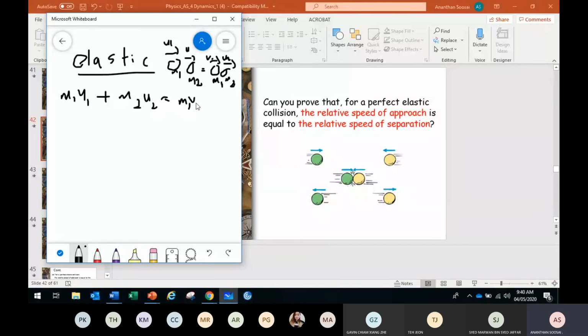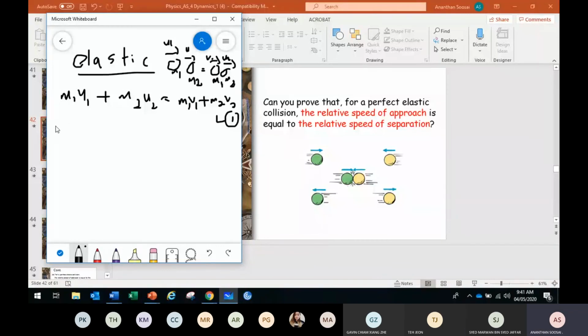M1 V1 plus M2 V2, all moving to the right. Okay, the first equation is based on kinetic energy, because kinetic energy is also conserved. Elastic means kinetic energy is conserved. Total kinetic energy before must be the same as after.